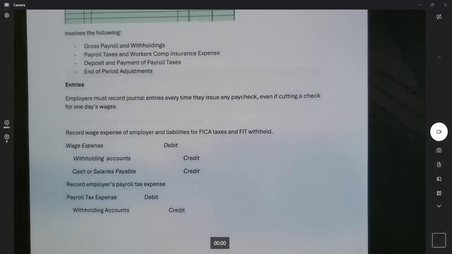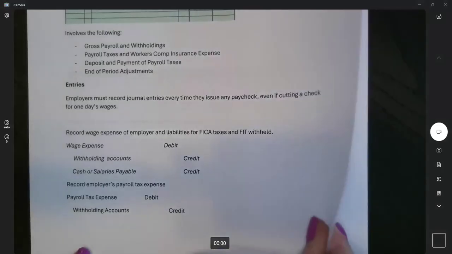Down here below, we're going to look at this example. We would have a wages expense that's debited. Any withholding accounts would be credited, and then the remaining net amount paid, which is cash or salaries payable, would be a credit. If we were recording the employer's payroll tax expense, we would be debiting a payroll tax expense and crediting any withholding account liabilities that we have.